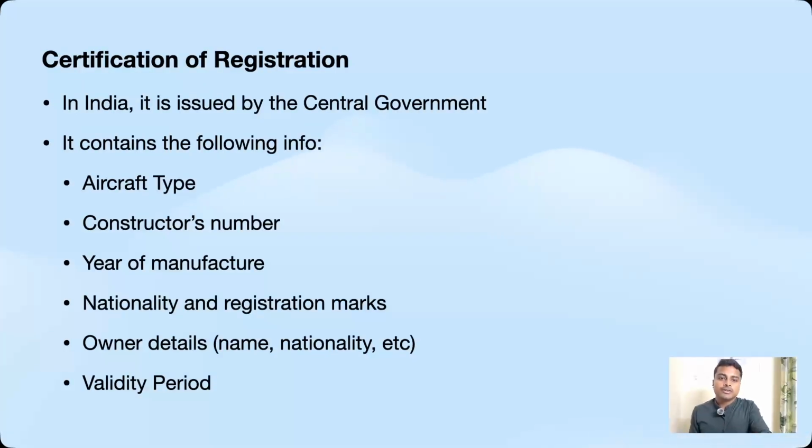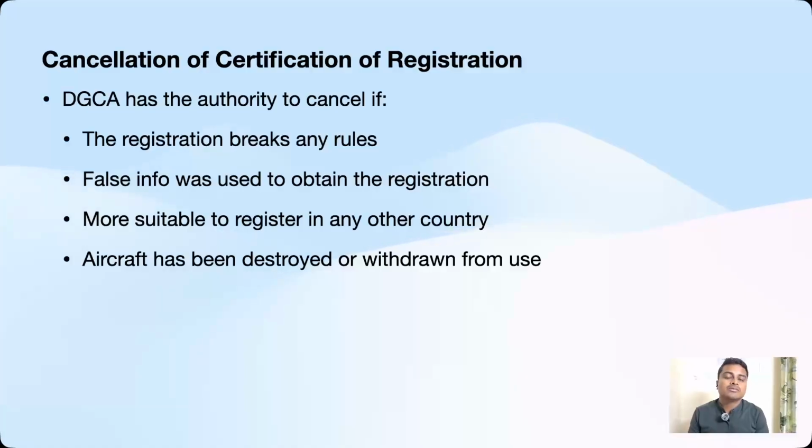Regarding the certificate of registration, in India it is issued by the central government. Remember, the certificate of registration in India is issued by the central government. It contains the following info: the aircraft type, the constructor's name, year of manufacture, nationality and registration marks, owner details, and the validity period. For a leased aircraft, the registration certificate contains lease validity, names, nationalities, and addresses of the lessor and the lessee.